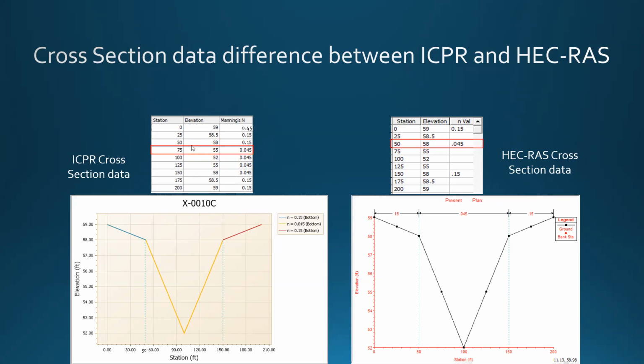But if you look at the input data, the Manning value for station 0 is 0.45, while you have 0.15 in HEC-RAS. And the reason is that in ICPR, the first Manning value is dummy, and then from station 0 to station 25, the model uses the Manning value of 0.15. But in HEC-RAS it is different. The first Manning value is important. From station 0 to wherever you have the second Manning value, the model uses 0.15. So if you use the exact data set from ICPR in HEC-RAS, then these two cross-sections would not be identical, and there is a problem. So we need to make sure that's correct.